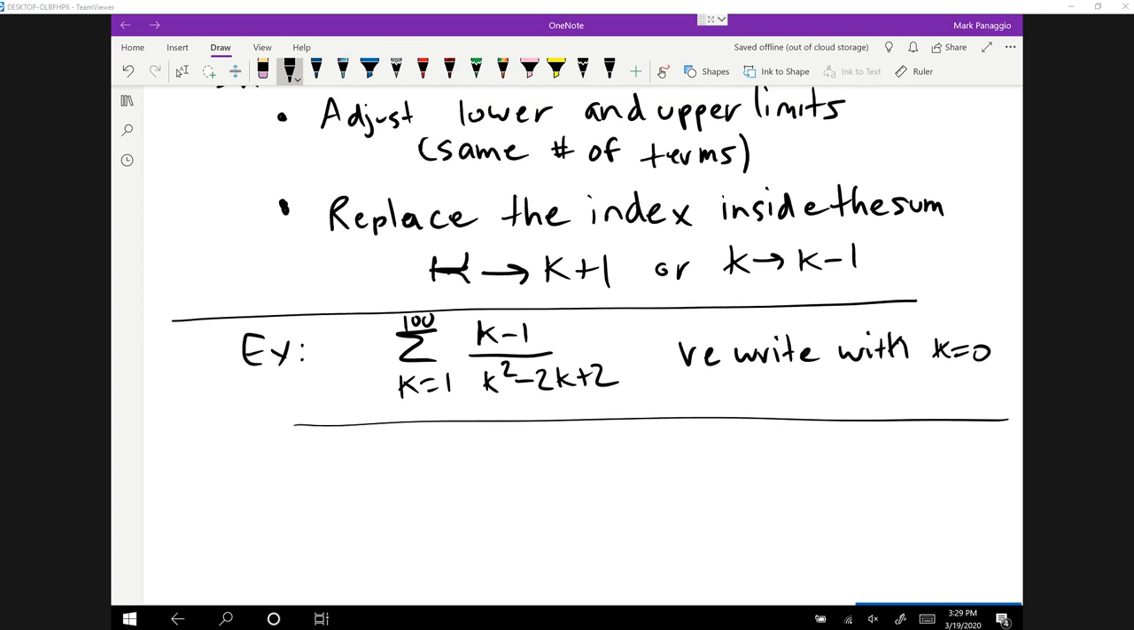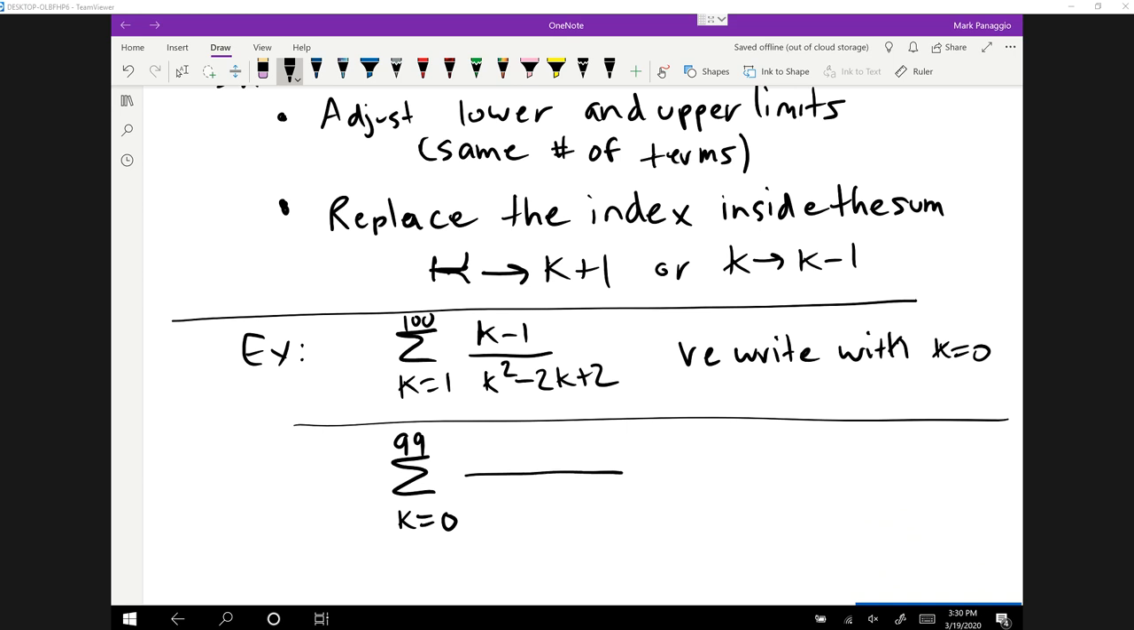So following the guidelines laid out above, the first thing we'll do is rewrite the sum with a new value of k at the bottom. K equals 0. Now, because we've decreased the starting value by 1, we'll probably need to decrease the ending value by 1 as well to keep the same number of terms. In the original sum, we had 100 terms we added up. Now we need to have 100 as well, and so we'll go from 0 to 99.